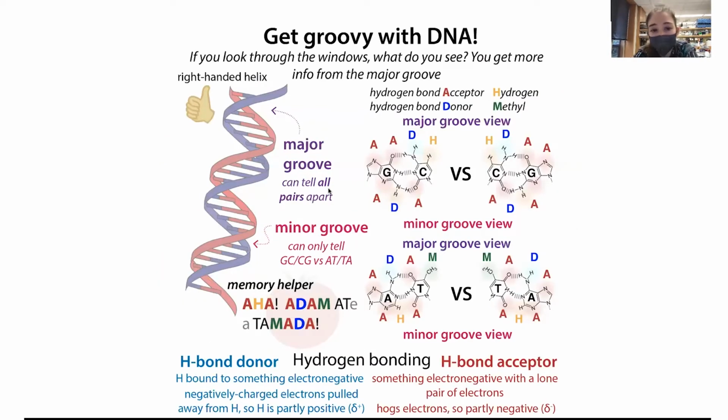And then the end result is that you're going to get this double helix where you have this major groove and this minor groove, and there's different information that different proteins can tell based on what they see if they look through those windows. So now that we've gotten into the overview, let's get into a little more detail.